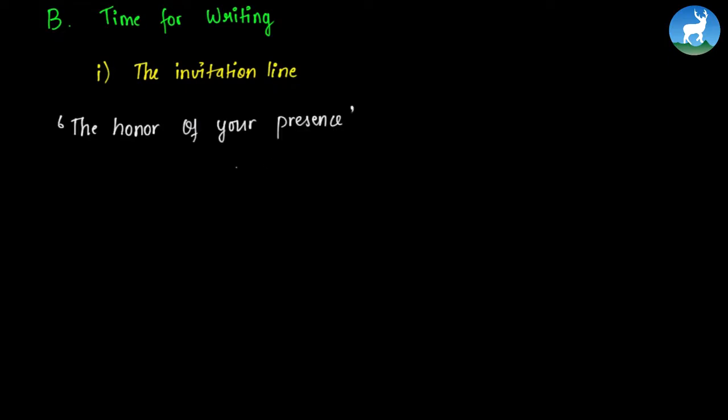The next section is time for writing. What are the things that you need to remember while writing or preparing an invitation card? We will list it out first. The first one is the invitation line. In the invitation line, you usually invite people. The honor of your presence is the traditional line, and also we saw that in the example we just solved, and you can have many others as well in this section, but usually this line basically is inviting the people.